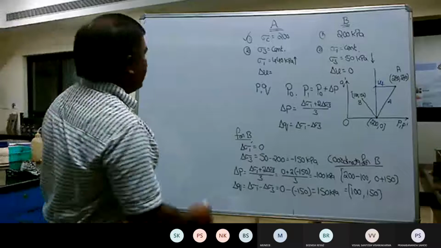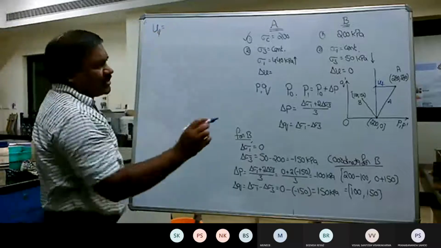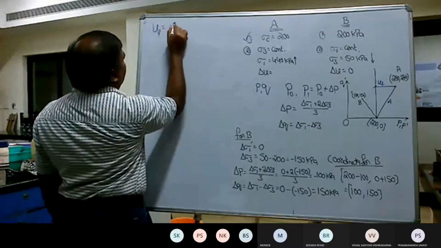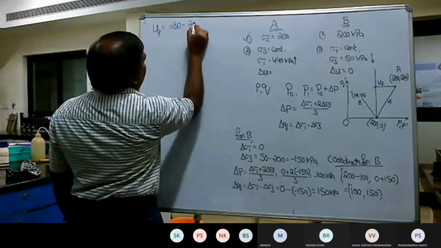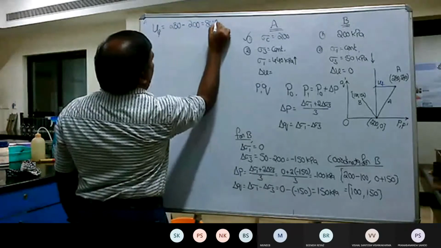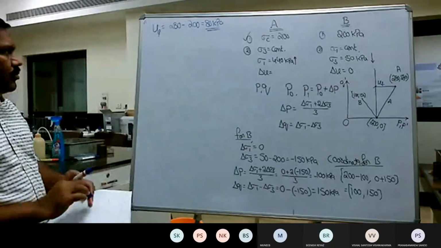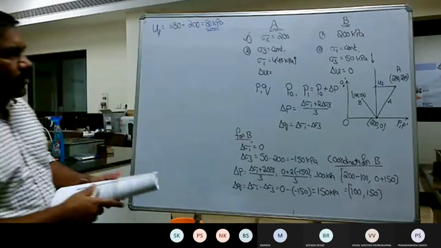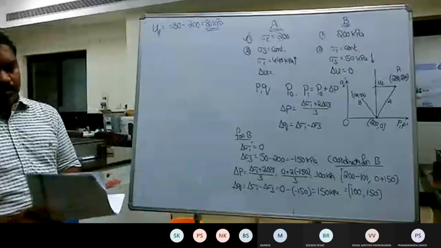So here UF is nothing but the x-axis, so that is 280. You have to take only the x-axis: 280 minus 200, so 200, so 80 kilopascals. Your pore pressure development is 80 kilopascals.